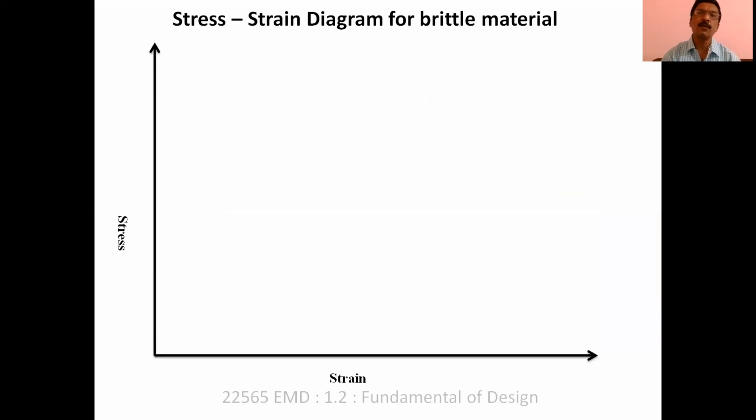Now let us think about the stress strain behavior for brittle material. Now in the brittle material, you cannot observe any yielding. There is no yielding. So the same stress and strain behavior for the brittle material, you will find here like this.